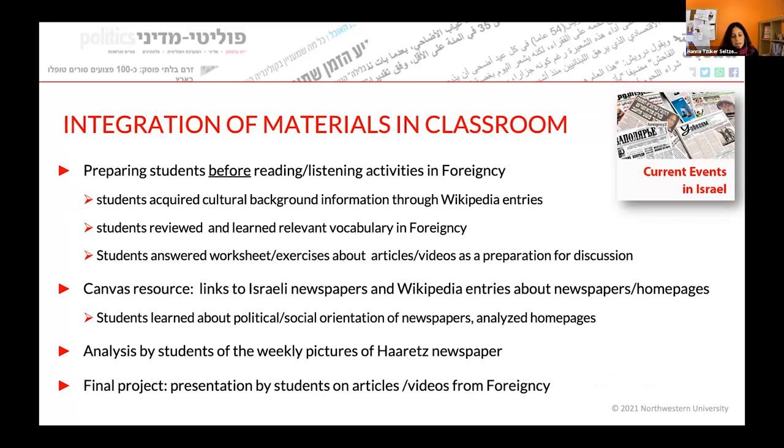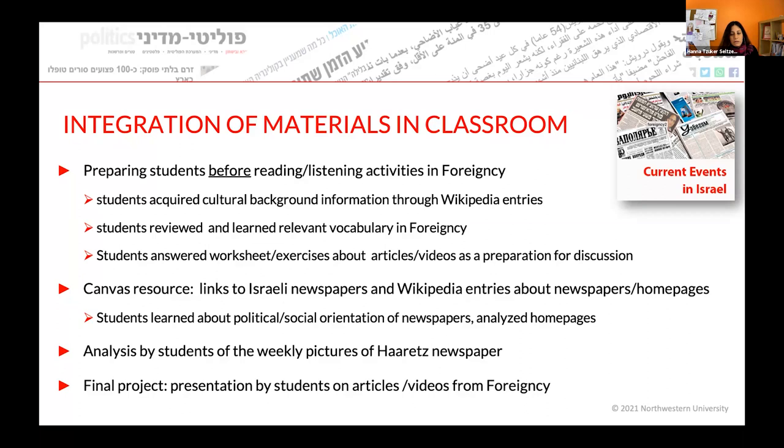In some cases, I asked students to read certain Wikipedia entries about a certain topic. For example, when we began to work on a course about the Ethiopian community in Israel, I asked them to read about the killing of Solomon Teka, a young Ethiopian man, by a police officer, and about the riots that it sparked in Israel in summer 2019. I also prepared a worksheet with questions and more vocabulary explanation that students were supposed to complete before class, again, as a preparation for the new topic.